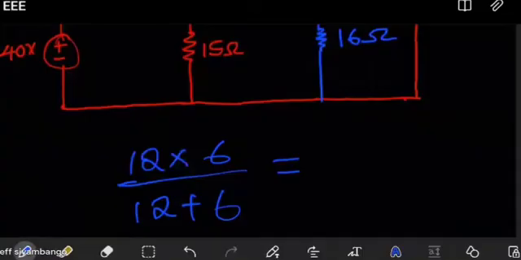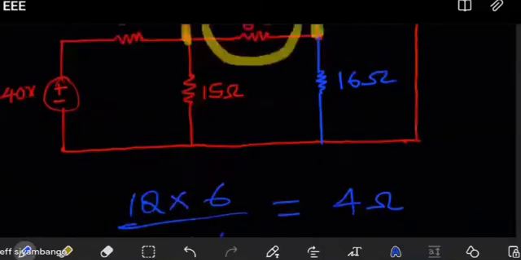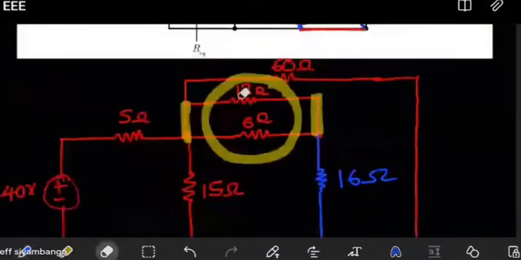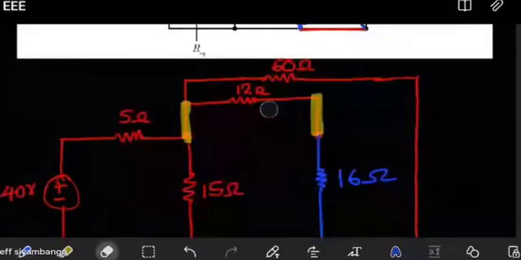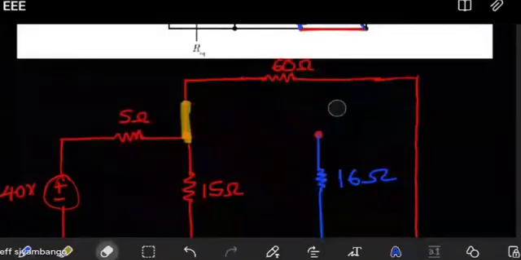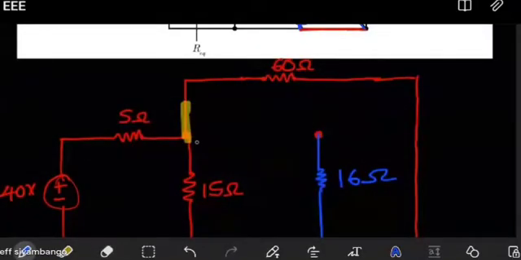So we get 4. When you combine those, we end up getting 4. What this implies is that we can remove this, and in place of it, we can put 4 ohms. Again, it doesn't matter where we put it. In this case, I'll connect it here. So here we have 4 ohms.